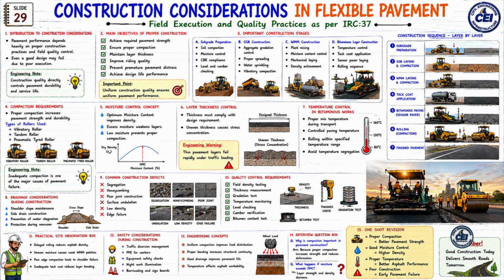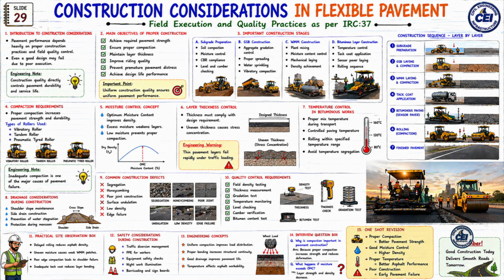Now let us look at the fifth topic. 5. Moisture control concept. Moisture content directly affects compaction. Optimum moisture content improves density. Excess moisture weakens layers. Low moisture prevents proper compaction. Now look at the graph below. Maximum dry density is achieved at OMC. And this is the soil compaction principle.